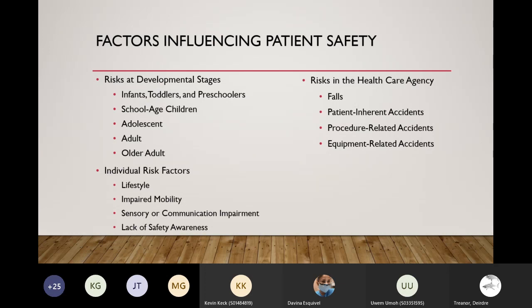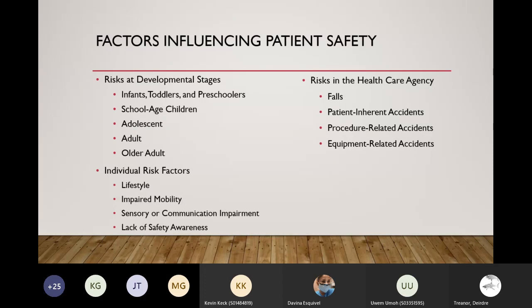Adolescents, they get into risk-taking behaviors. Adults, you have your lifestyle habits, smoking, drinking, doing drugs, accidents, or any illness. Older adults have things like falls, of course, accidents, and then some wander, especially those with dementia. Then you have individual risk factors like your lifestyle, again, drinking, drugs, stress, impaired mobility can lead to falls, or psychiatric issues. For instance, feelings of isolation, sensory or communication impairment, they may not be able to perceive danger or express the need for help.